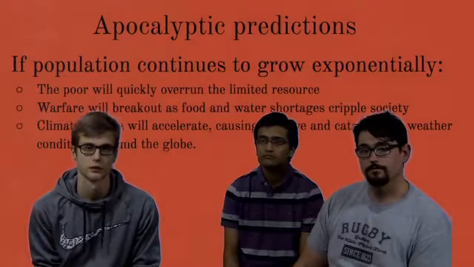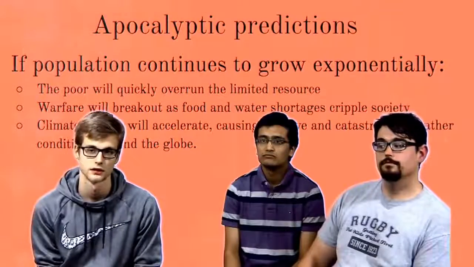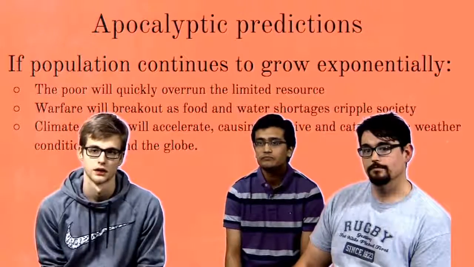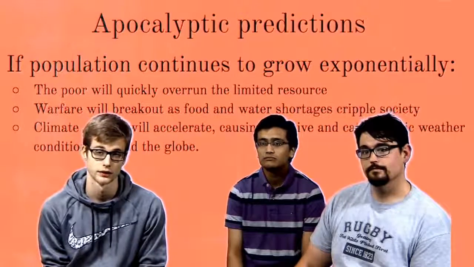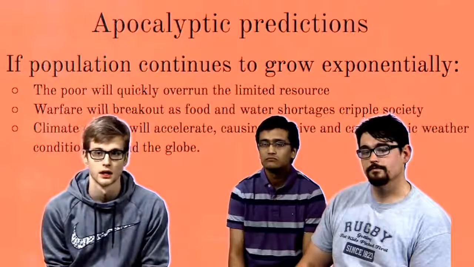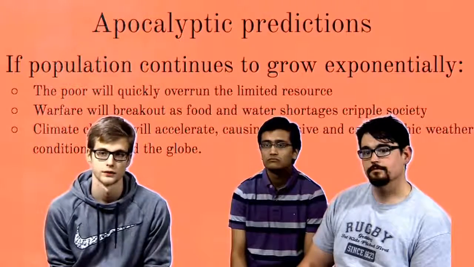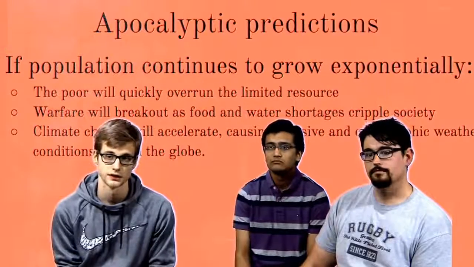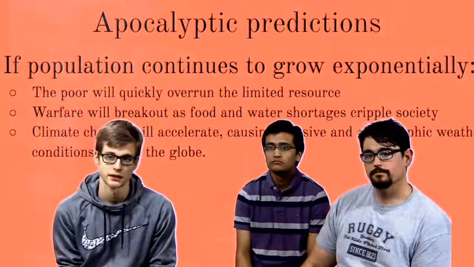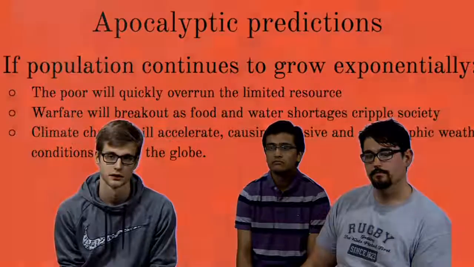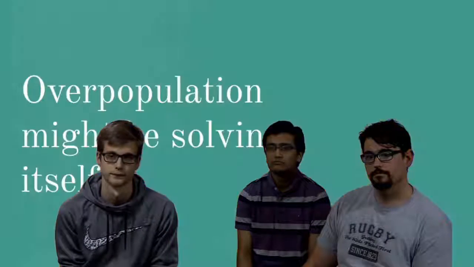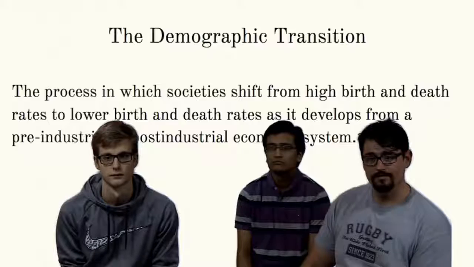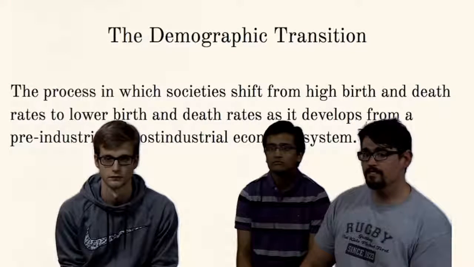Apocalyptic predictions will occur if population continues to grow exponentially at the rate that it is growing. The poor will quickly overrun the limited resources, and warfare will break out as food and water shortages cripple society. Climate change will accelerate, causing massive and catastrophic weather conditions around the globe. But overpopulation might be solving itself through the demographic transition.